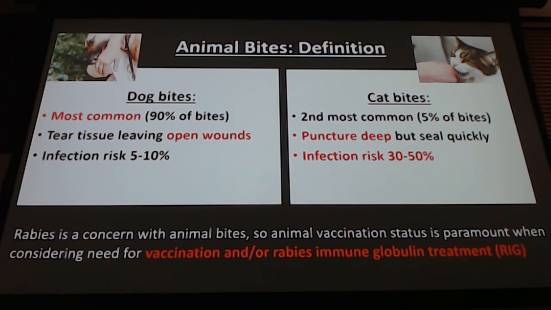Okay, so that's what you want to think. You want to think to yourself, okay, dogs are more common, right? Dogs create tearing, okay? They grab on, they tear, right? Shake their head side to side, tear tissue, and they leave big open gaping wounds, okay? The infection risk, though, is 5 to 10%. So even though it's more common, the infection rate is lower.